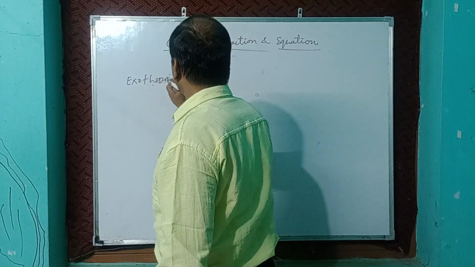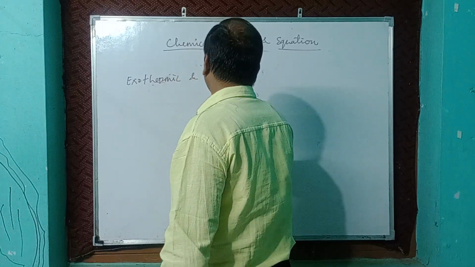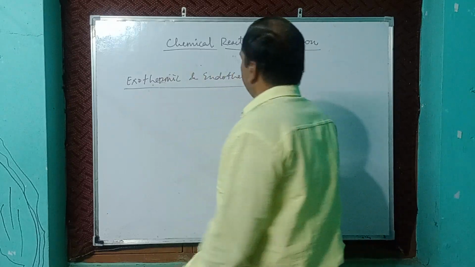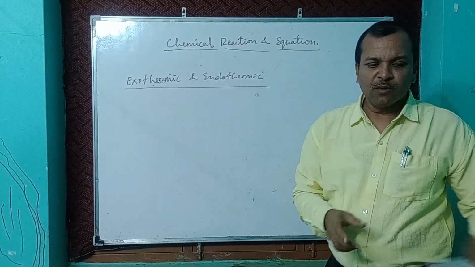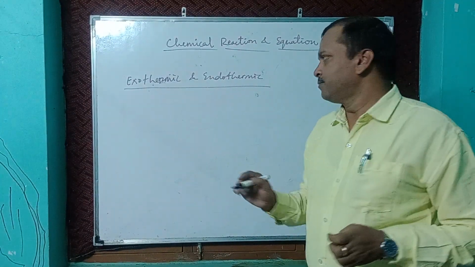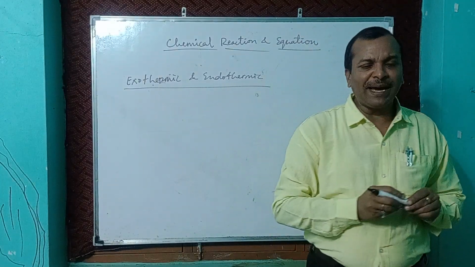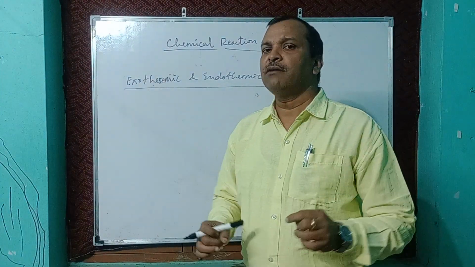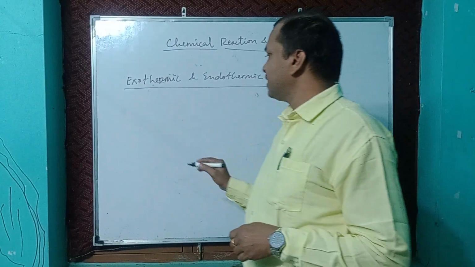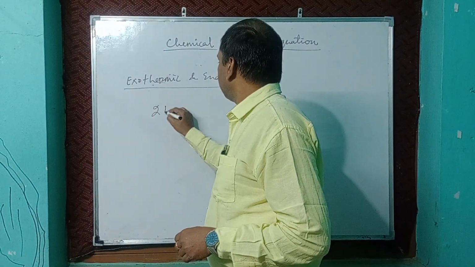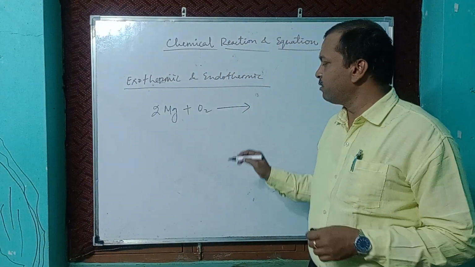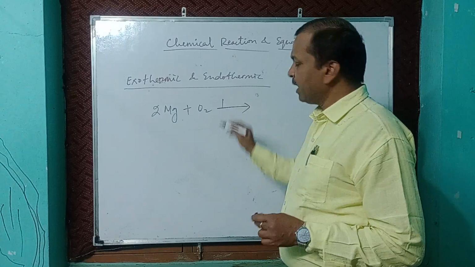Exothermic and endothermic. Exothermic means what? When heat is released. For example, when we take a magnesium ribbon and burn it in the presence of oxygen, 2 Mg plus O2, what do we get? Heat is released.